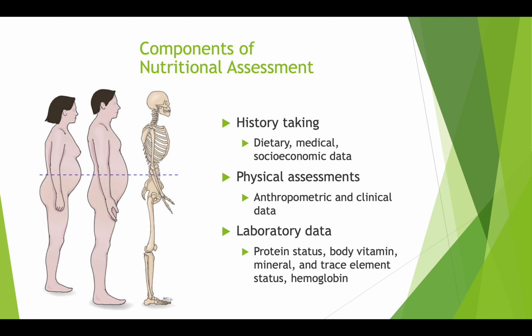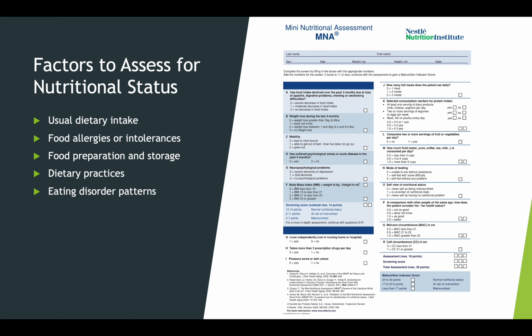And ferritin would be exactly iron, but you know what I'm trying to say. Hemoglobin, hematocrit. Okay, factors to assess for nutritional status. We kind of hit on this already. 24-hour recall method. There's food diaries, calorie counts, food frequency records, diet history, etc.